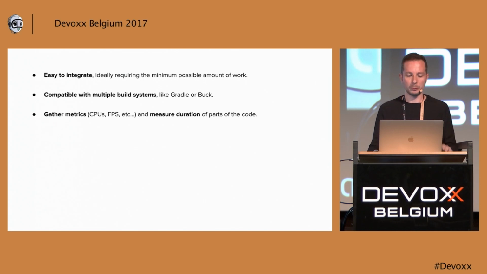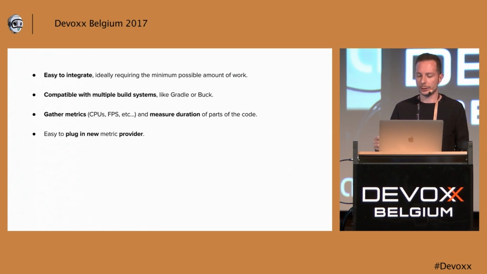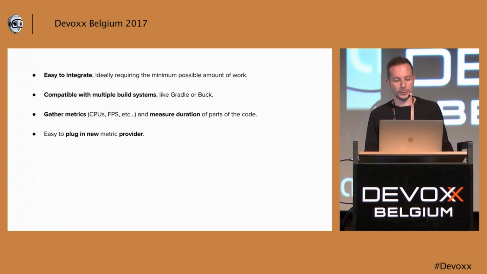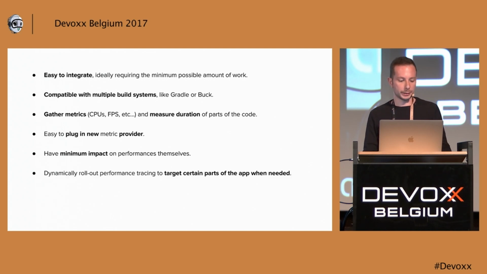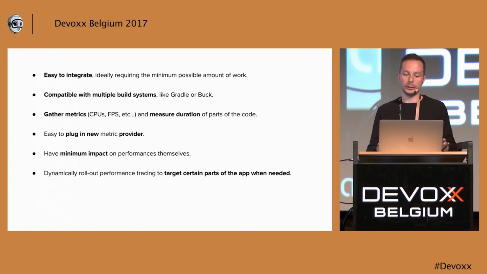It should gather metrics, like the ones we mentioned before, so CPU, frame rate, but also measure the duration of parts of the code. It should be easy to plug in a new metric provider because there could be some custom metrics to trace. It should have a minimum impact on performance itself. Of course, there is always an impact, but we just want to minimize it. Additionally, we want to be able to dynamically decide which parts of the code to trace and target only the parts that we need.